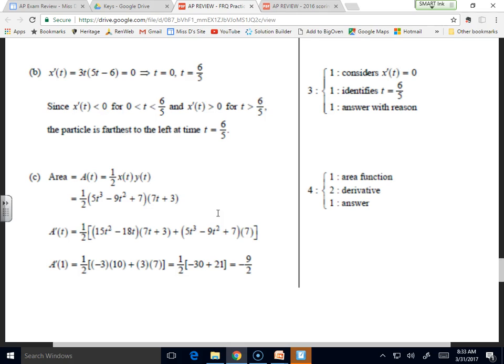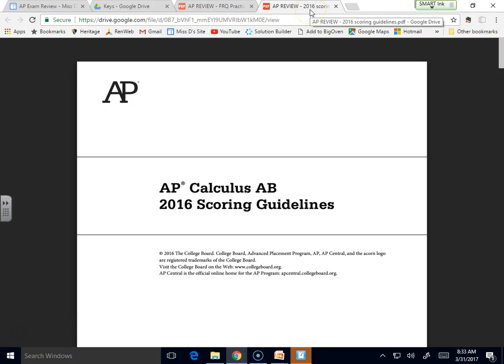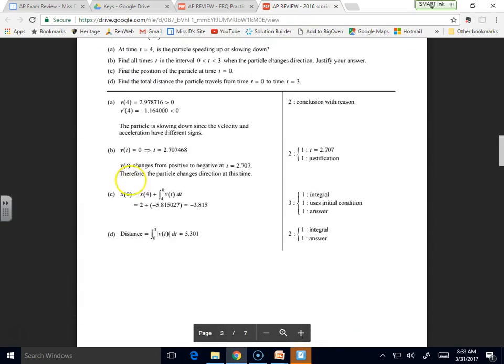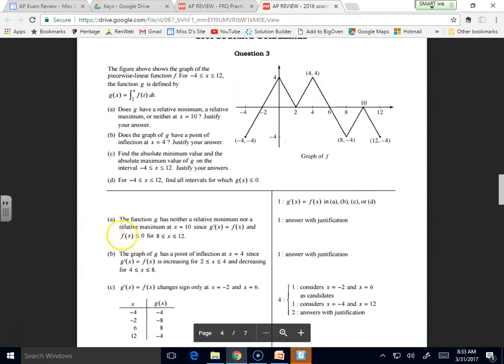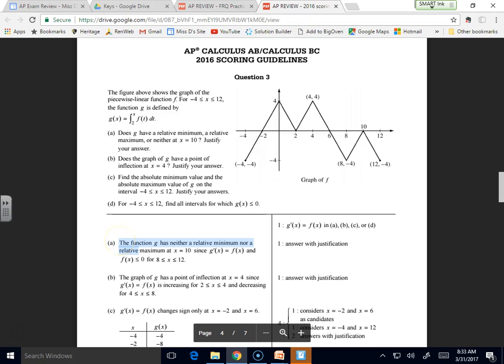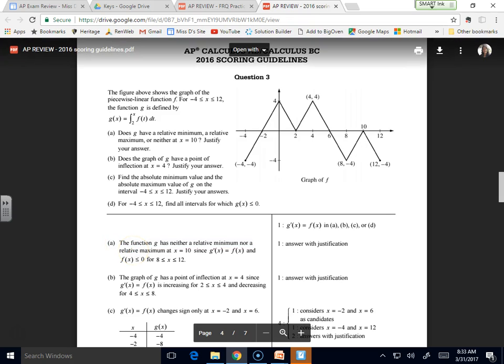Can we look at 2016? Yes. Question 3, letter C. If you guys haven't done it, you can come look at it. Ooh, this looks awful familiar. Fuzzy math. Letter C? Yeah.